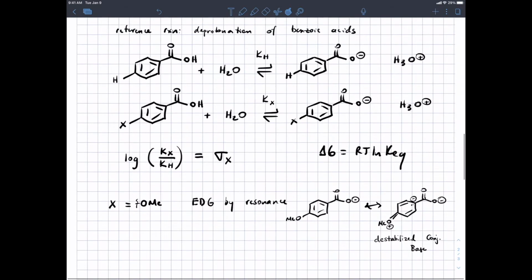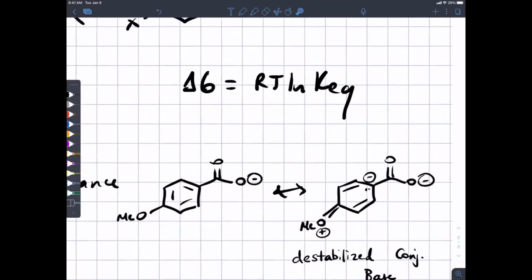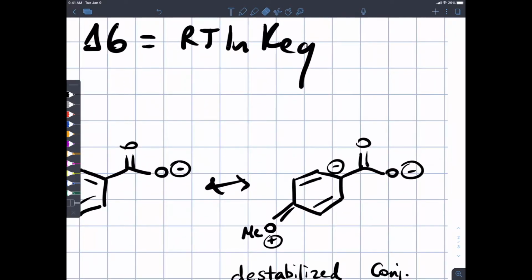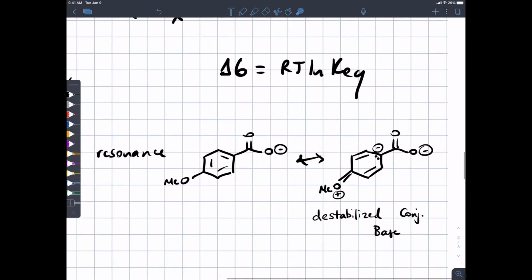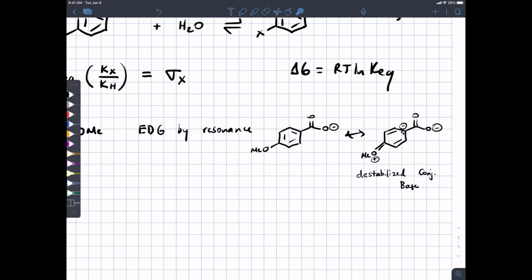We rationalize acidity always by looking at the stability of the conjugate base. The conjugate base has a negative charge in this carboxylate. If methoxy is an electron donating group and can put extra electron density into the benzene ring that is adjacent to the negative charge in the carboxylic acid, that would be destabilizing, right? You're pumping negative charge towards something that's already negatively charged. So you'd expect that to be destabilizing to the conjugate base.